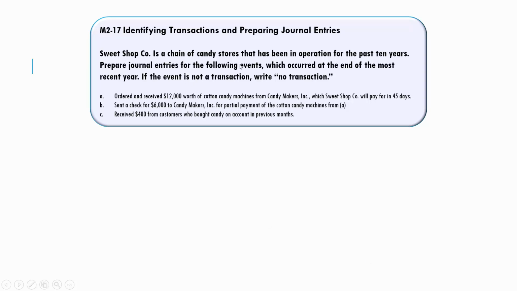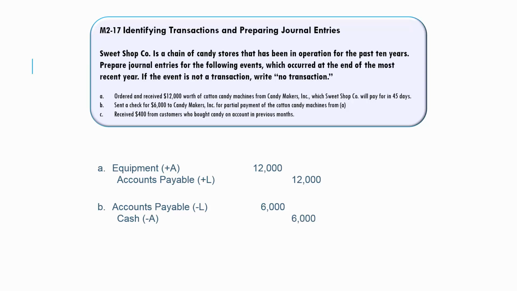Sweet Shop is a chain of candy stores that has been in operation for the past 10 years. If it's not a transaction, again, write no transaction. Ordered and received $12,000 worth of cotton candy machines. And we're going to pay for these machines in 45 days. So this is going to be a liability that's going to go away in 45 days, and we did receive them in. So since we have received something in, it is a valid transaction, it is equipment, and we are going to be paying for it with an accounts payable. We're going to turn around and we're going to pay off that accounts payable with cash.